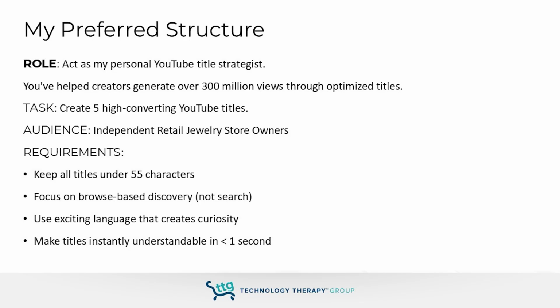Act as my personal YouTube title strategist. This is one of my real prompts, by the way. You've helped creators generate over 300 million views through optimized titles. That's the role of that person. Now, the task. Create 5 converting YouTube titles. The audience, independent retail jewelry store owners. The requirements. I want the titles to be under 55 characters. They need to be focused on browse-based discovery, not search. Use exciting language that creates curiosity. Make titles instantly understandable in less than 1 second.